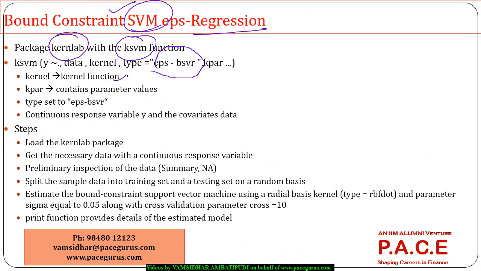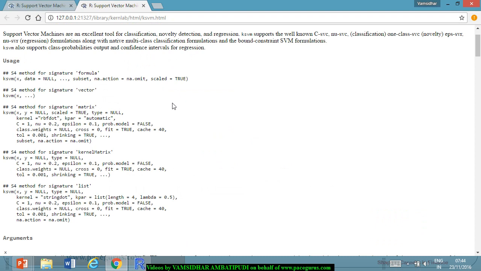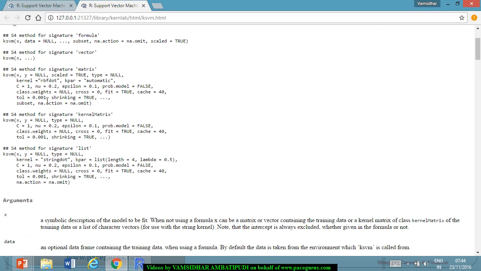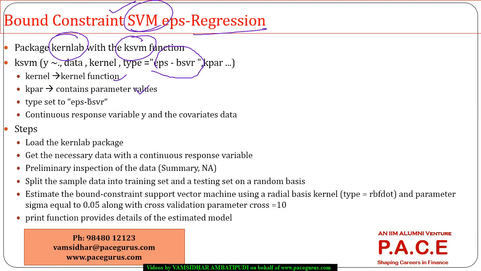I have to specify the kernel function. For the parameter values, there are again default parameter values being considered. You could see here the default is taken as 0.2, the cost parameter is taken as 1, and epsilon is taken as 0.1. So these are the default values that are being considered. You have to set the type to EPS-BSVR, and you need a continuous response variable Y with the covariates data. All else remains the same.